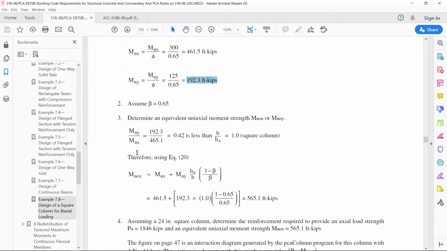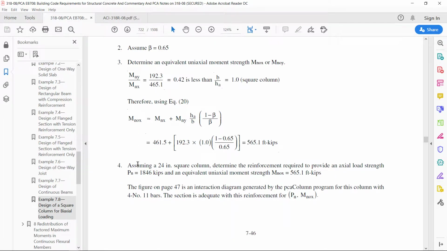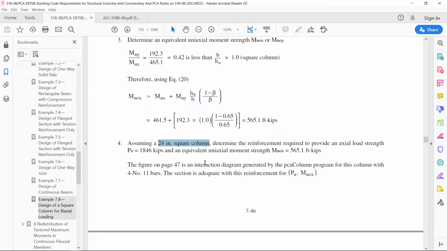When this problem is solved, it is assumed to take a 24-inch square column, and as per the calculation by the PCA column program with the interaction diagram, the suitable bars selected are 4 number 11 bars. These 4 number 11 bars give an area of reinforcement equivalent to 6.24 square inch, which is almost 1.083% of the total concrete area.